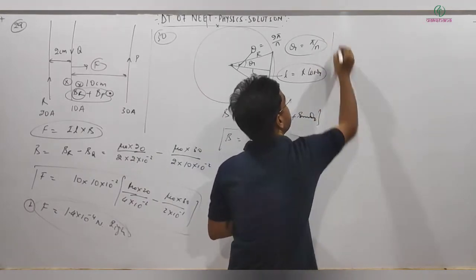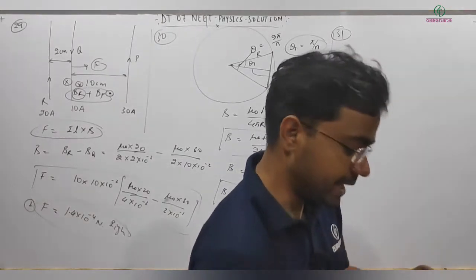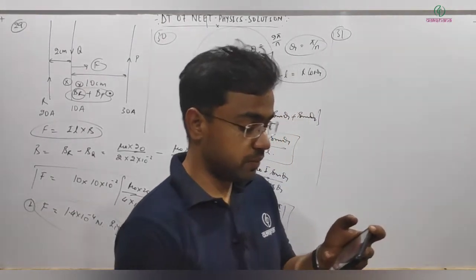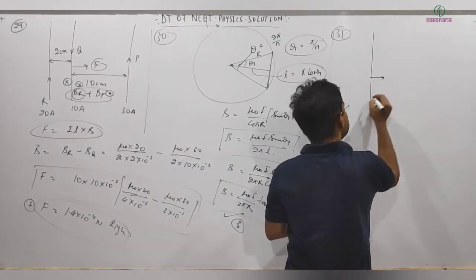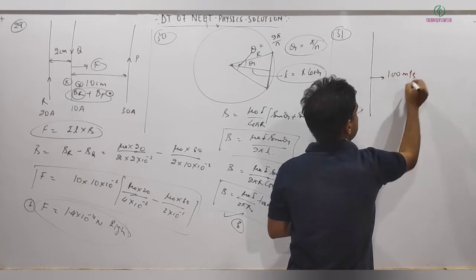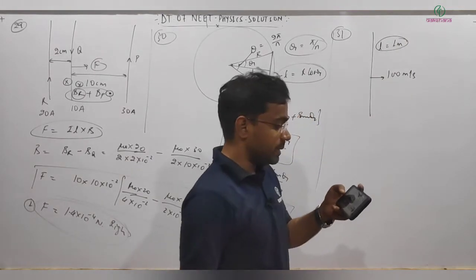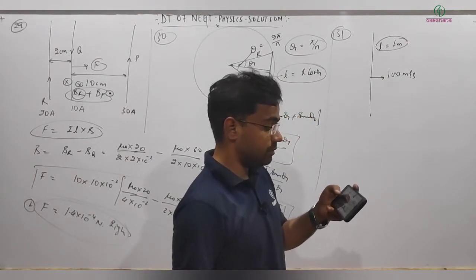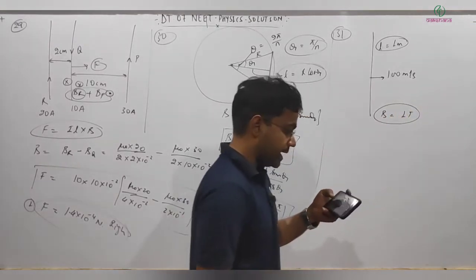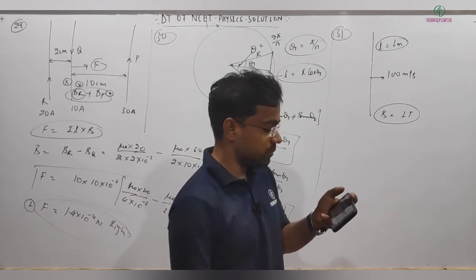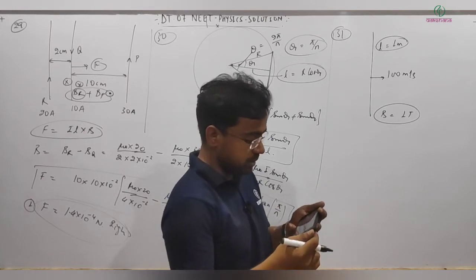Next question number 31. A 1 meter long wire is moving at right angle to its length with a velocity of 100 meter per second. The length of the wire is 1 meter and perpendicular. The magnetic field of flux density B is given as 1 Tesla, and it is normal to the length of the wire. If the direction of motion is inclined at an angle of 30 degrees to the magnetic field, then find the induced EMF.